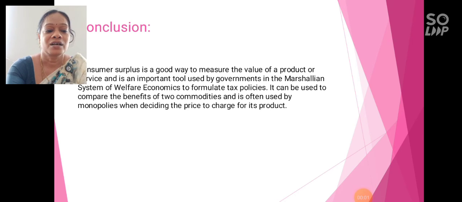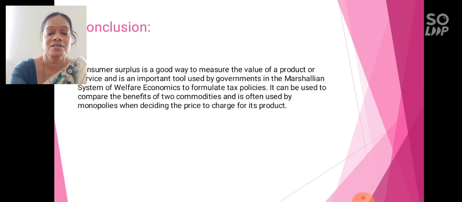Let me conclude the concept of consumer surplus. Consumer surplus is a good way to measure the value of a product or service, and it is an important tool used by governments in the Marshallian system of welfare economics to formulate tax policies. It can be used to compare the benefits of two commodities and is often used by monopolies when deciding the price to charge for their product.